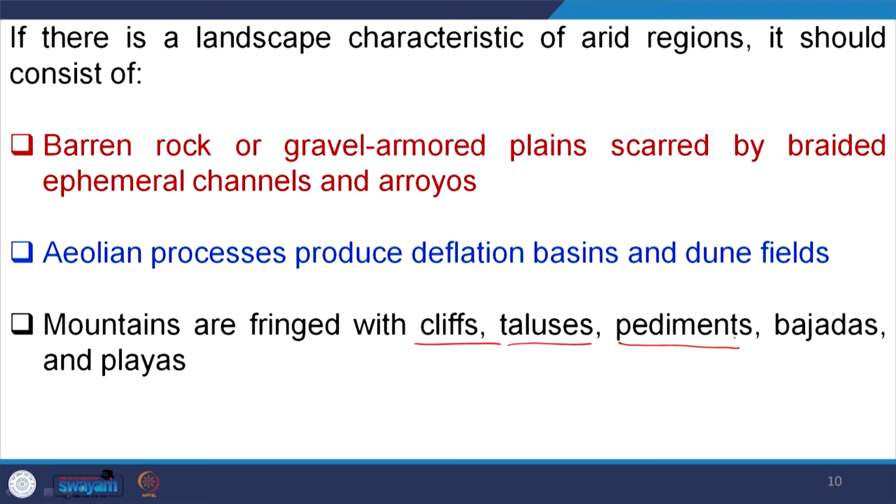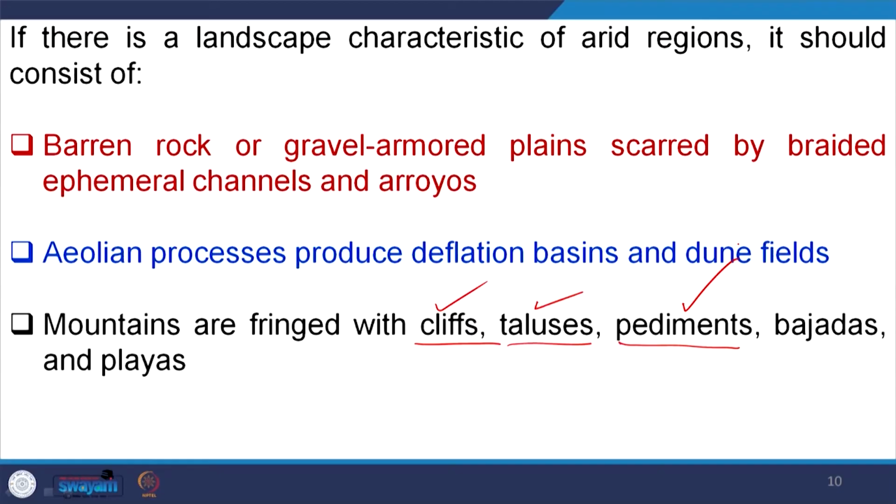Then playas. Playas means shallow lakes, and they are mostly characterized by salt deposits. So, that means mountains will show cliffs and talus slopes, then at the base of the mountain we will have pediments and bajadas, then near the mountain front, or within the plains, we have playas. So, these are the characteristic elements of an arid region.